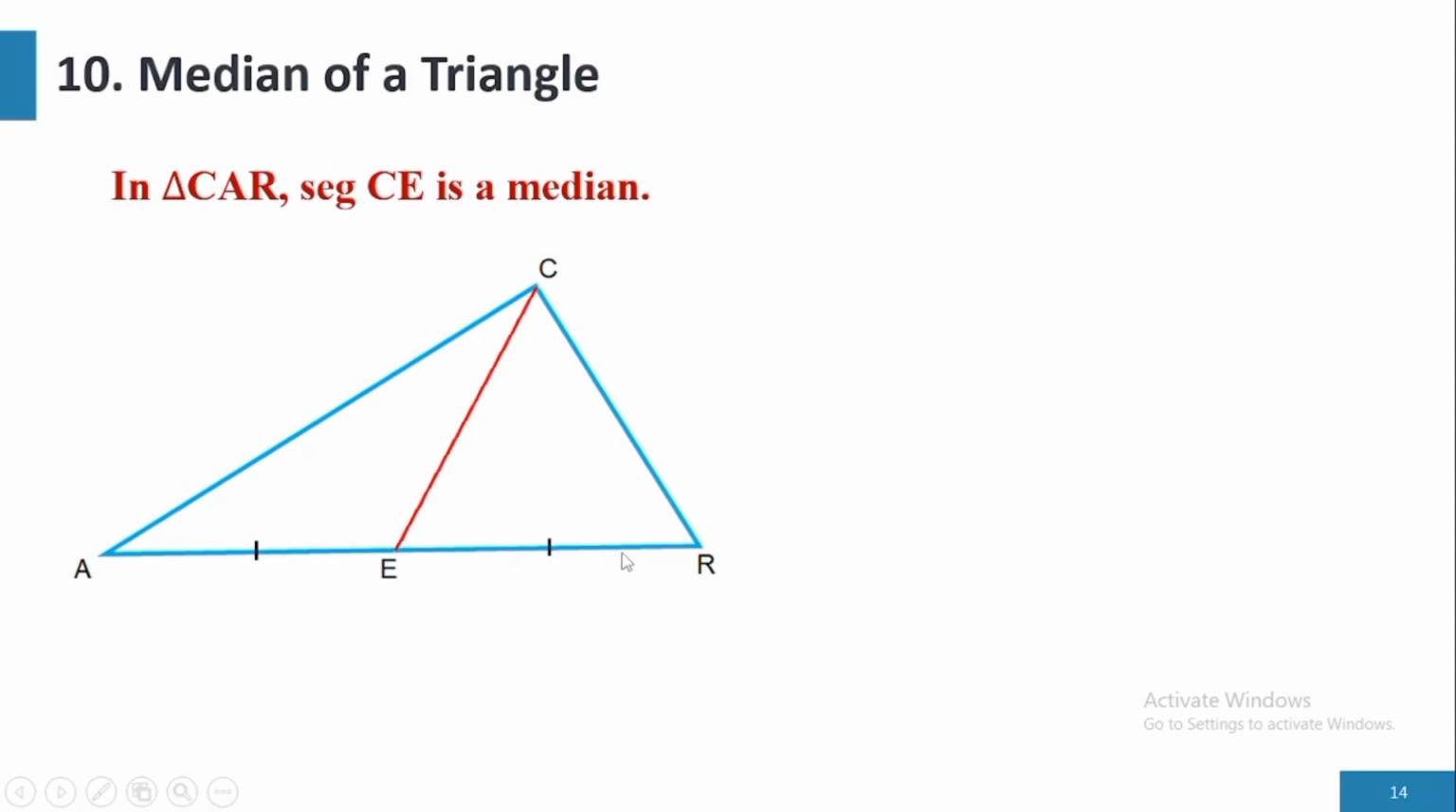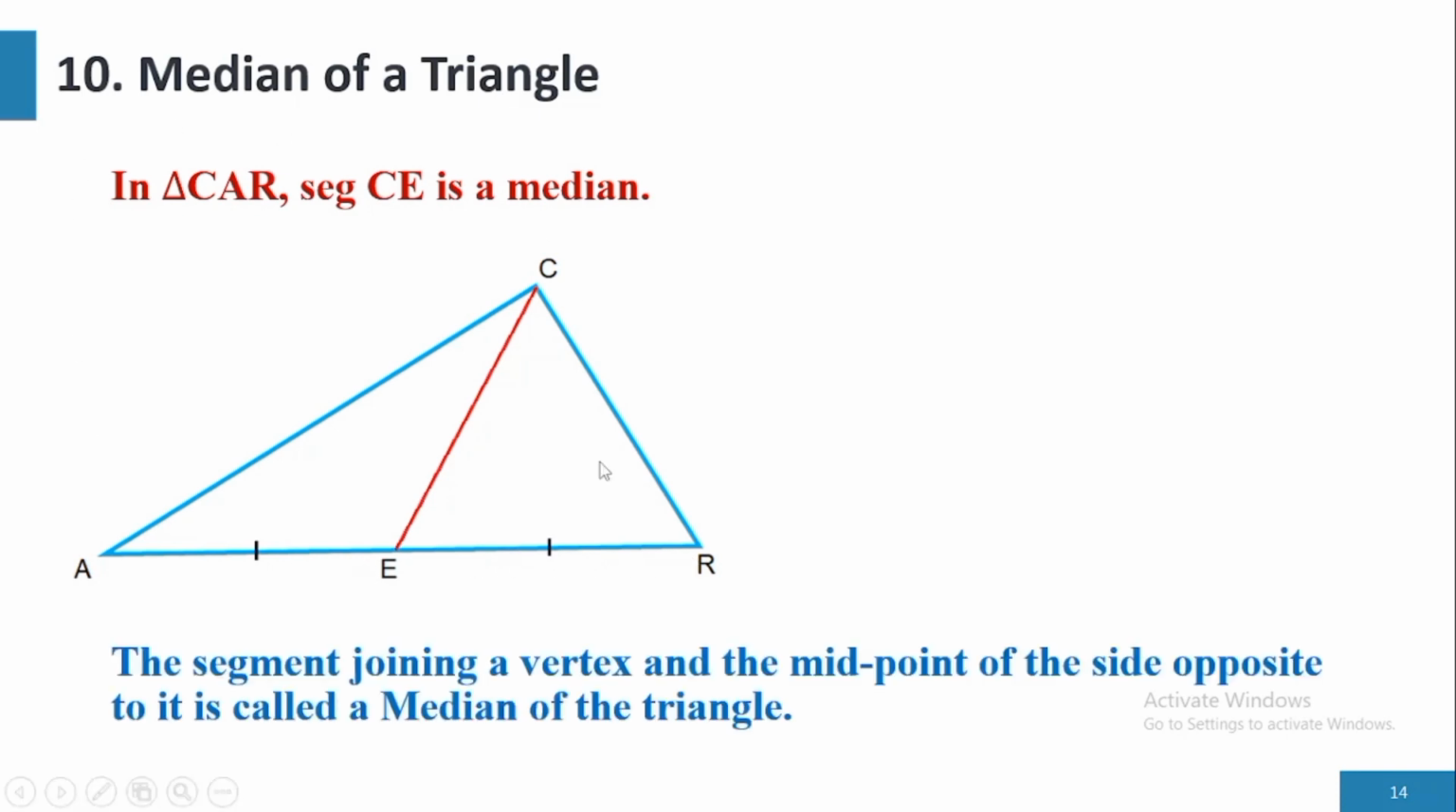Now, what do you mean by bisect? Making two equal parts, as it has been represented over here. These same signs, same standing lines, they represent that AE is equal to RE. So what is a median, children? A median of a triangle is a segment joining the vertex and the midpoint of the side opposite to it. It is called as median of a triangle.